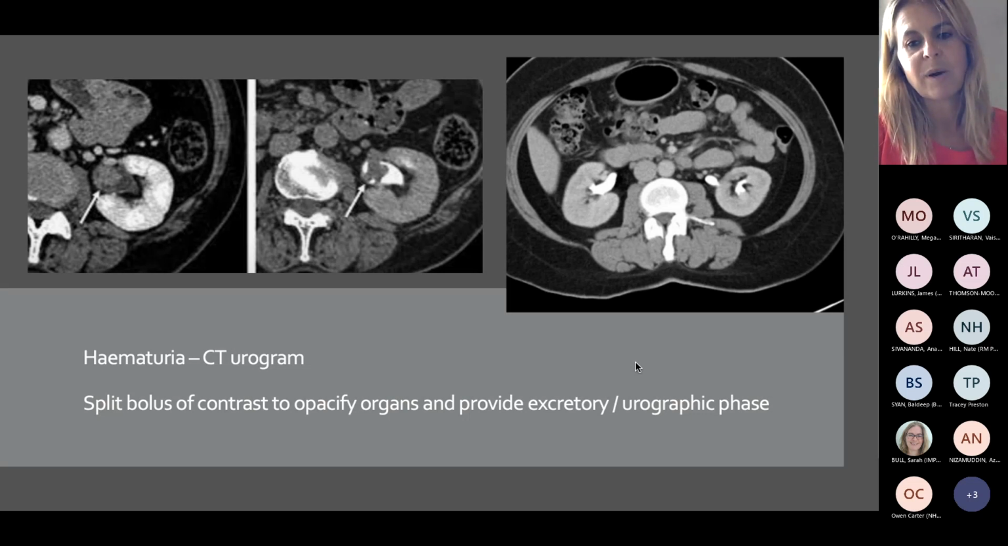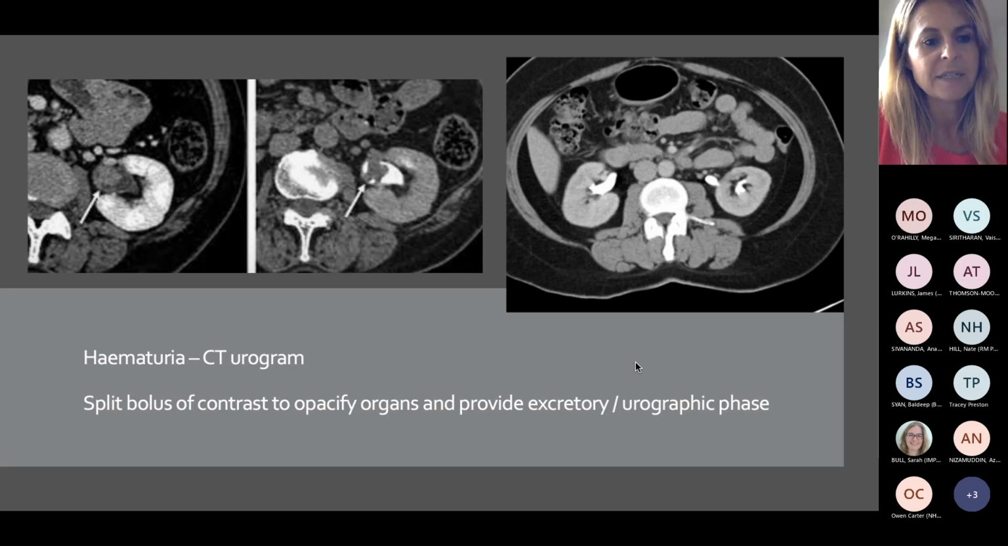So the principle behind this is that it's a split bolus of contrast. So contrast is given once, and then contrast is given again, and then the timing of the scan is done so that we have both enhancement of the renal parenchyma, but also, as you can see here, what we call an excretory or urographic phase, which is when the kidneys are excreting the contrast. It makes the collecting systems white and allows us to visualize things like filling defects within the collecting systems, which is what TCCs look like.